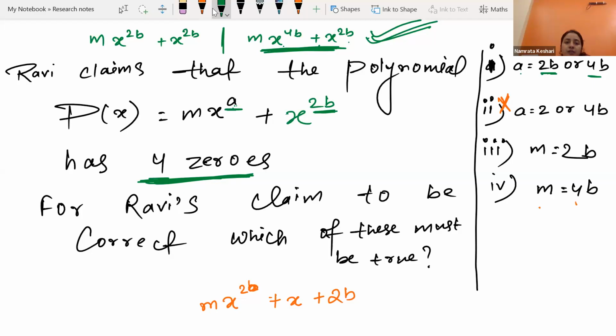Now the first one, again if we are thinking about eliminating the options, what do we mean by the value of m? Four zeros means we mean the degree, right? We are thinking about the degree. Now let me check the options as well. Is it m is equals to 2b, 4b, a is equals to 2b or 4b, a is equals to 2 or 4b? This is how the options are given.